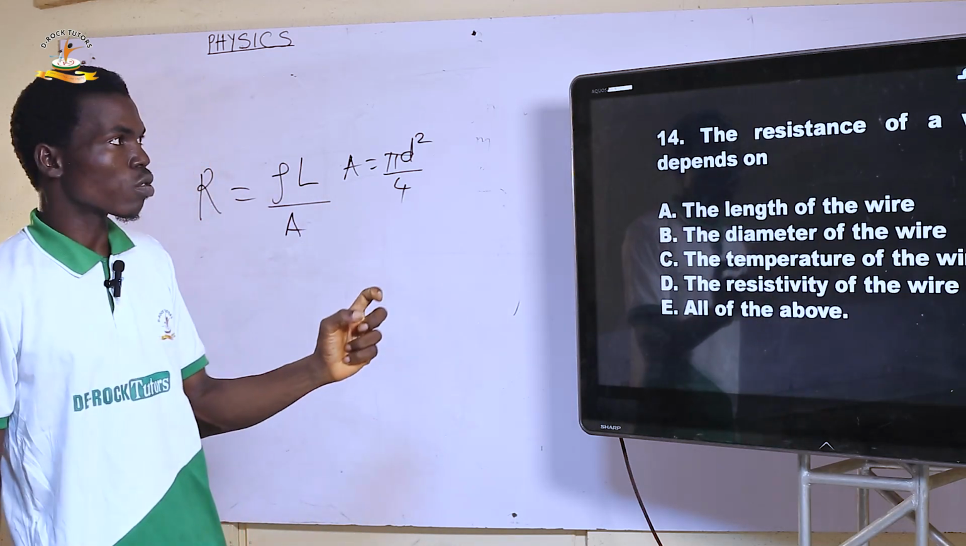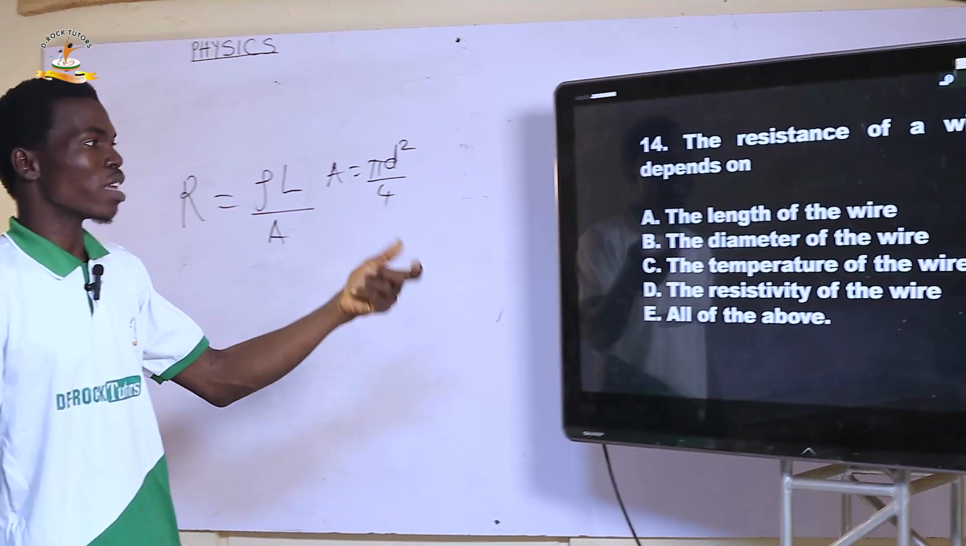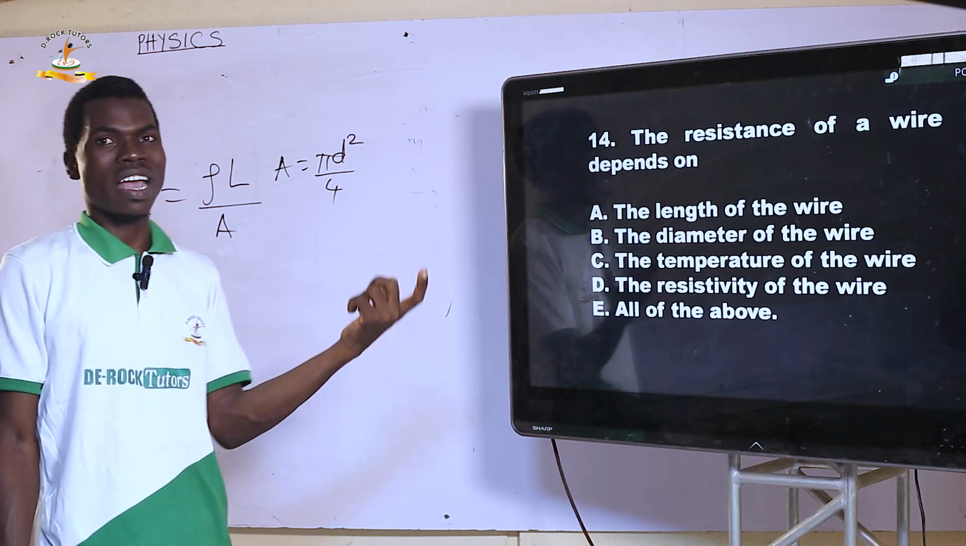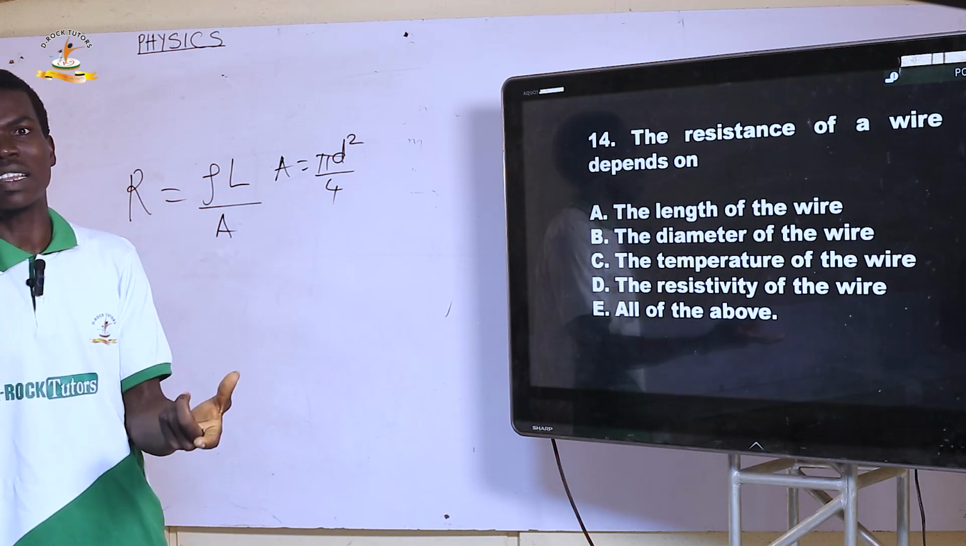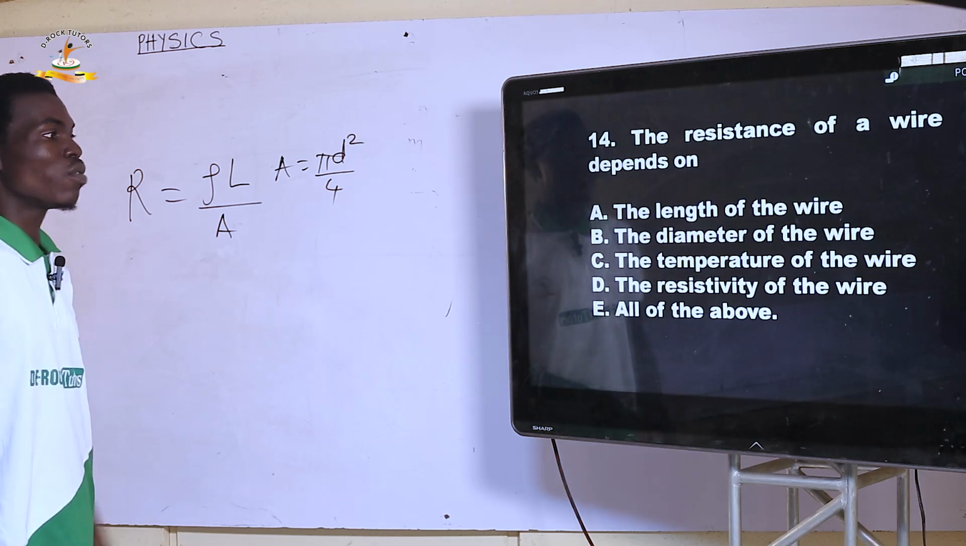So for a pure conductor, a wire is a pure conductor. So we're saying that the temperature of the wire also affects the resistance, because the higher the temperature of the wire, the higher the resistance of that wire. The next one is the resistivity of the wire.